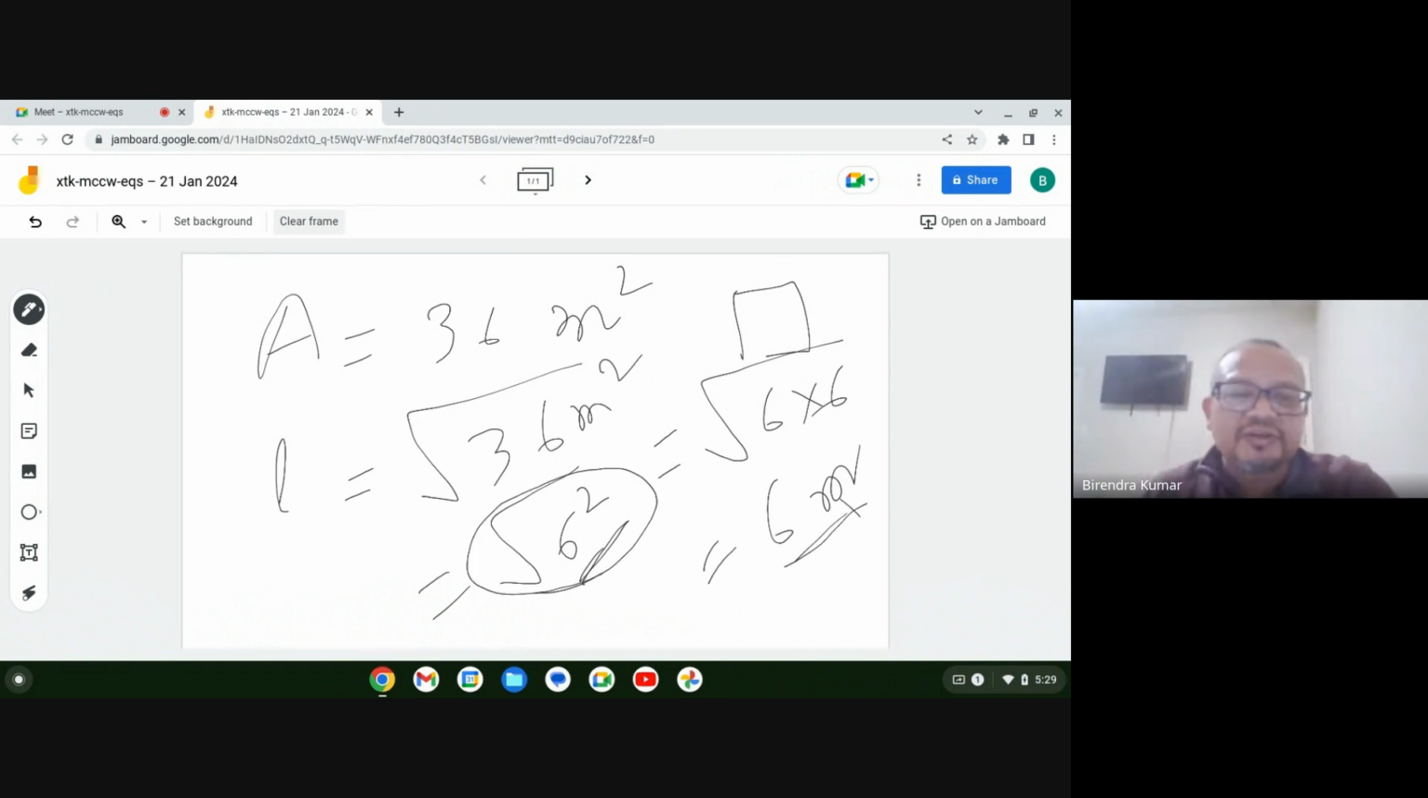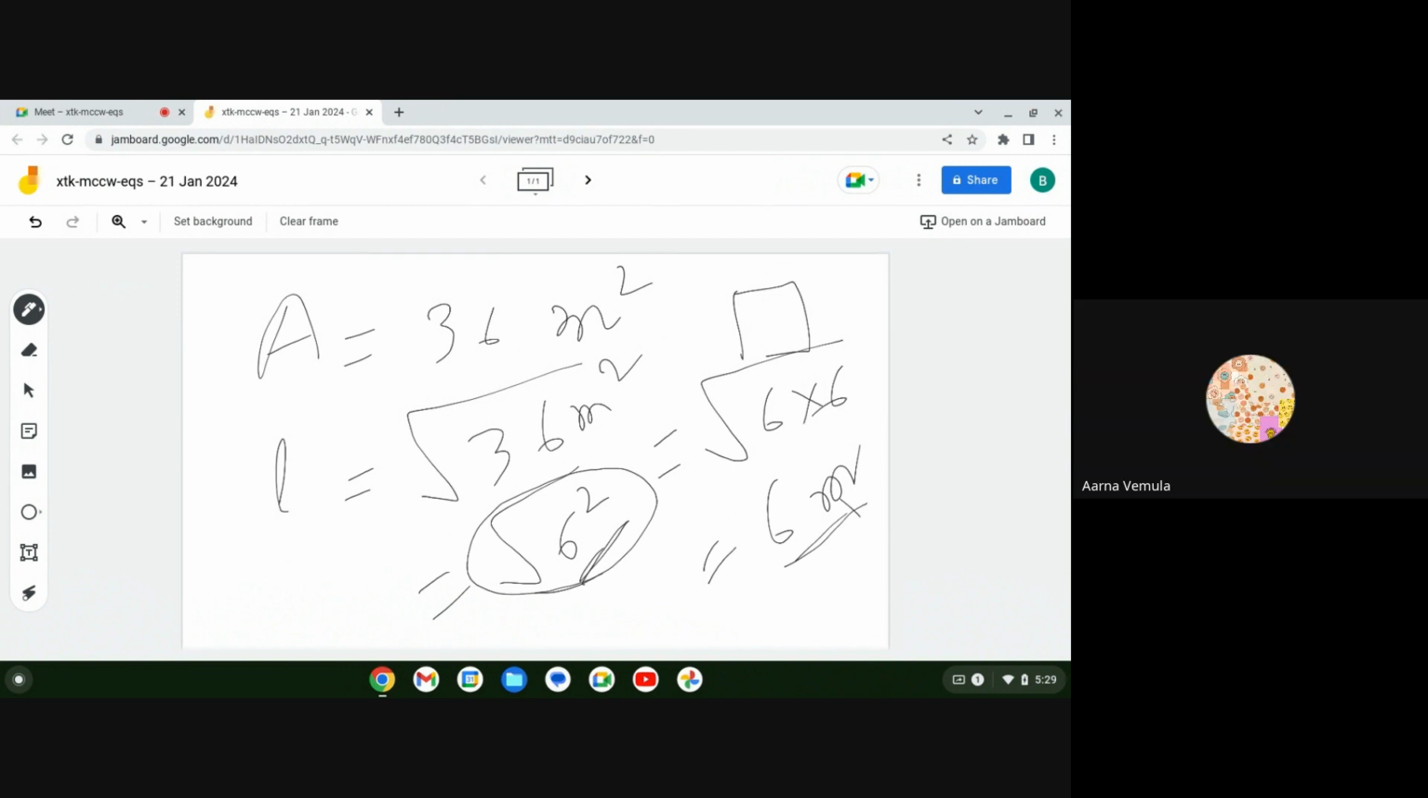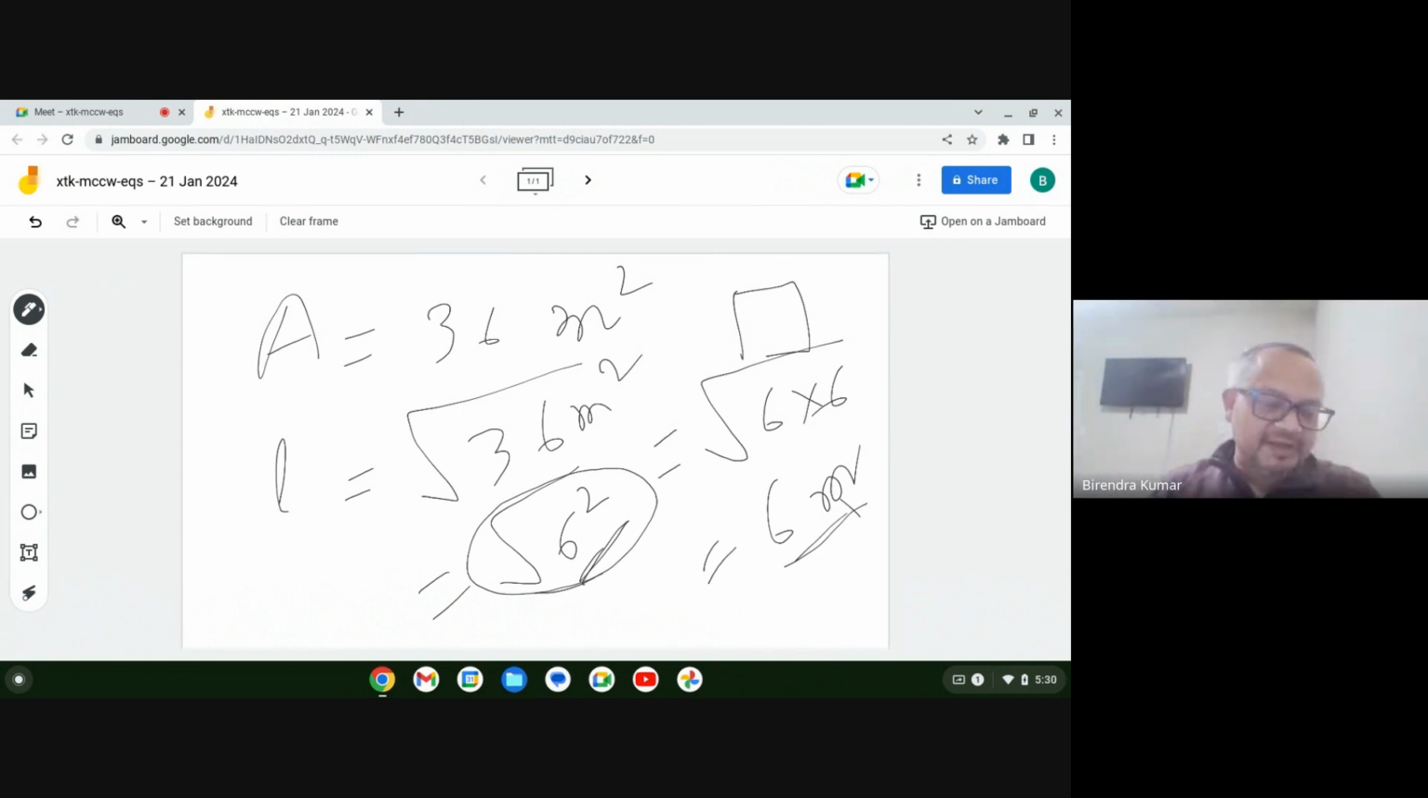Otherwise, you can do it the dirty way, like what I was doing before. I was doing 1 square, 2 square, 3 square, 4 square. I was not wanting to rush you guys to find out the square root because I was not sure if you have learned it already. All right. So this is area of a square. Again, you can deal with it.